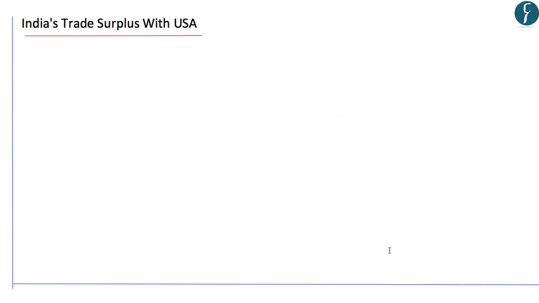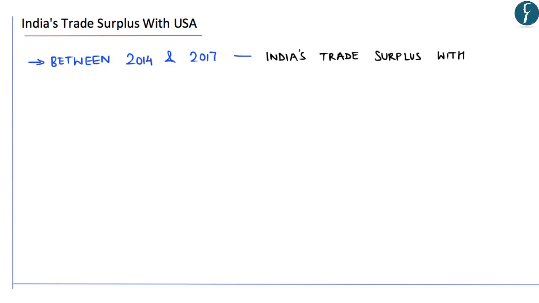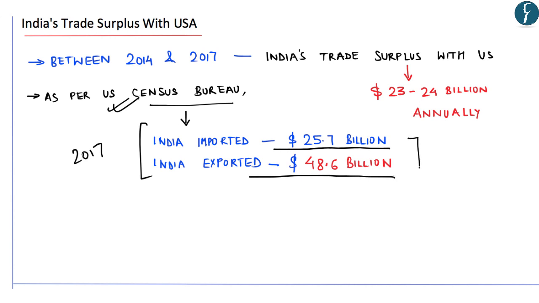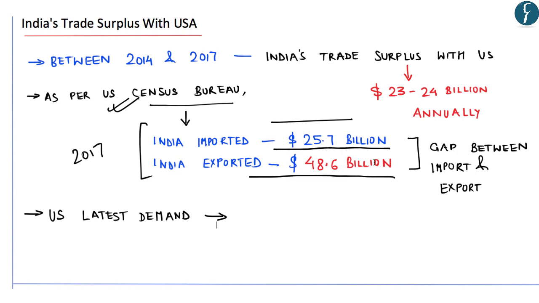So in this aspect, let us go through India's trade surplus with the USA. Between 2014 and 2017, India's trade surplus with the United States hovered somewhere around $23 to $24 billion annually. Now according to the US Census Bureau, in the year 2017, India imported goods worth $25.7 billion, whereas India exported to the US goods worth $48.6 billion. Hence the gap between import and export. So in order to reduce this gap between import and export, the US's latest demand is that it wants India to cut its trade deficit by close to half through increased purchase of civilian aircraft and natural gas.